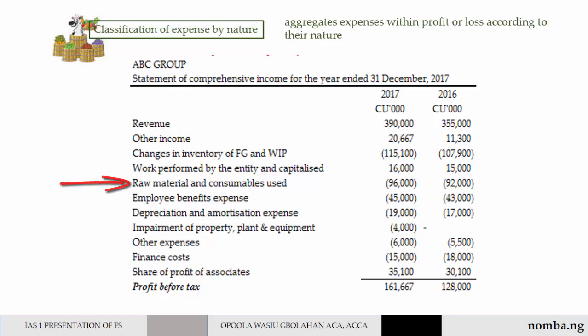Also, we have raw materials and consumables. So this is just the cost of the purchase of raw materials. Also, we have employee benefit expense, which is staff cost. And we have depreciation and amortization expense, as well as impairment of property, plant, and equipment. And we have other expenses and finance costs. These expenses are classified based on the nature of that item in terms of raw materials, work in progress, finished goods, staff costs, depreciation, and other expenses. So that is classification based on nature.